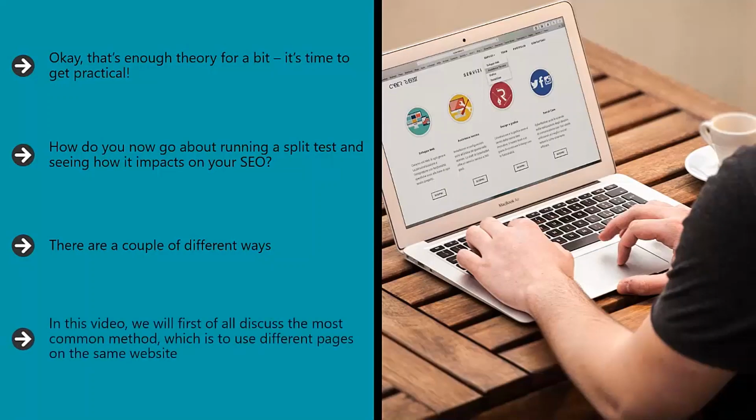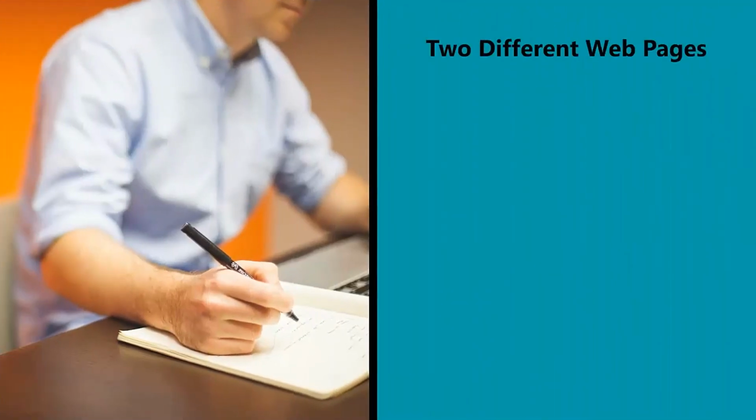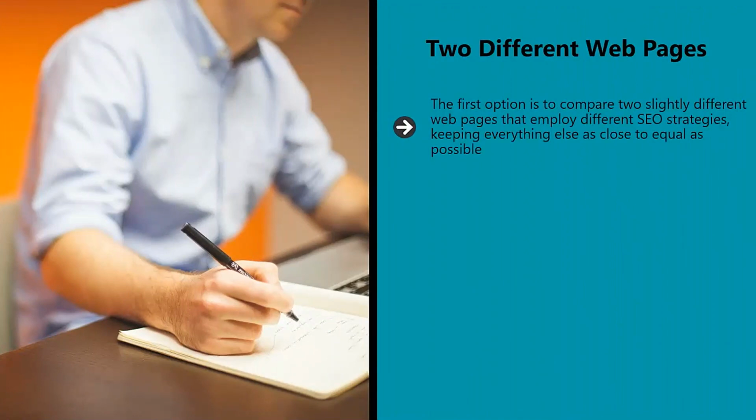In this video, we will first of all discuss the most common method, which is to use different pages on the same website. Two different web pages. The first option is to compare two slightly different web pages that employ different SEO strategies, keeping everything else as close to equal as possible. More accurately, you will compare two groups of different pages. Comparing two versions of the same page can work, but it's rife with difficulty.